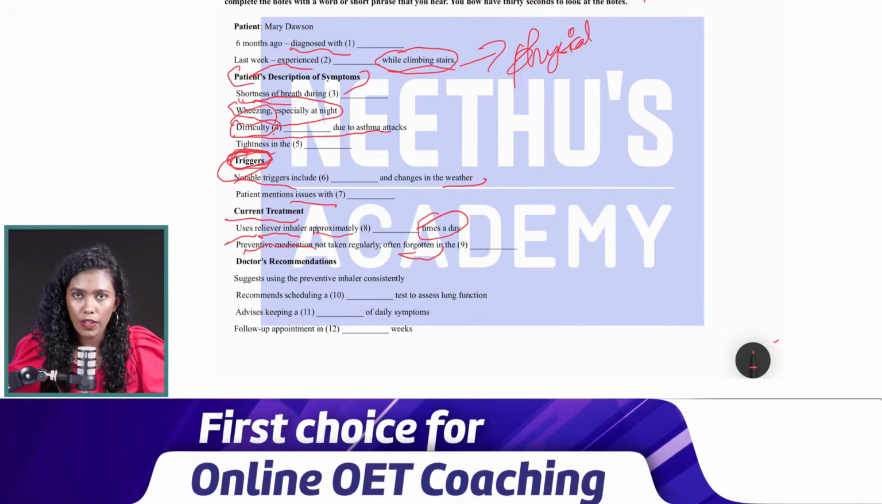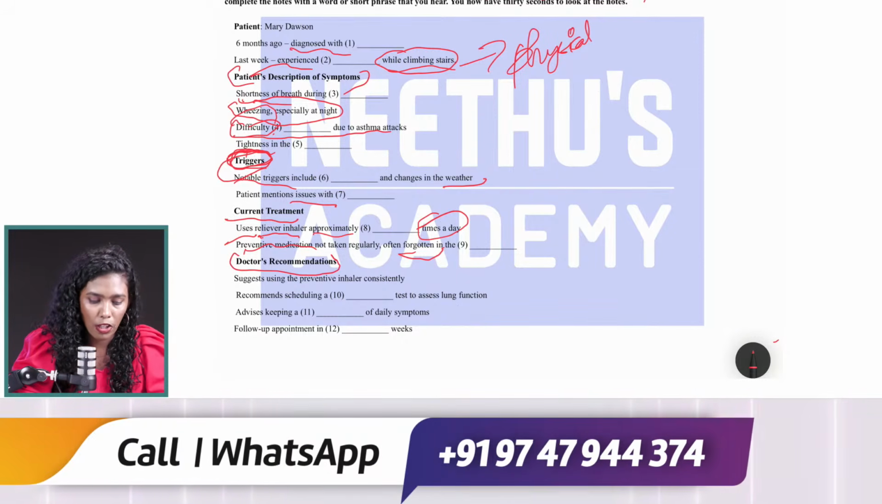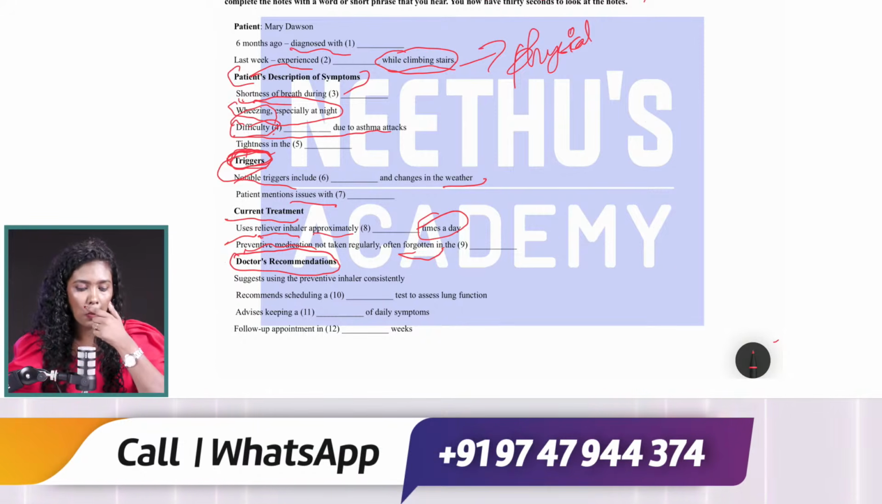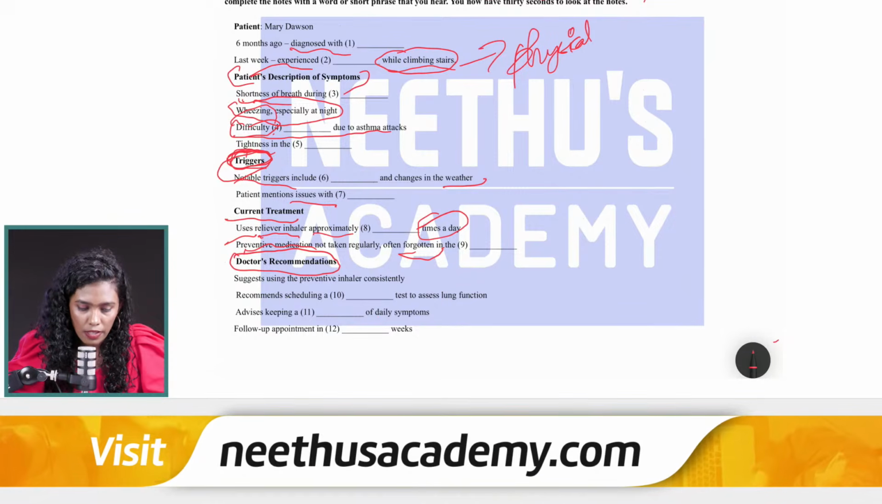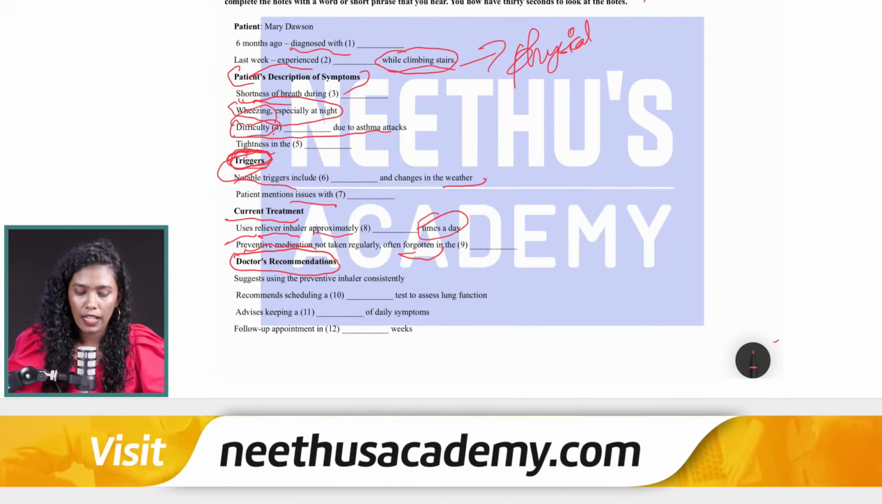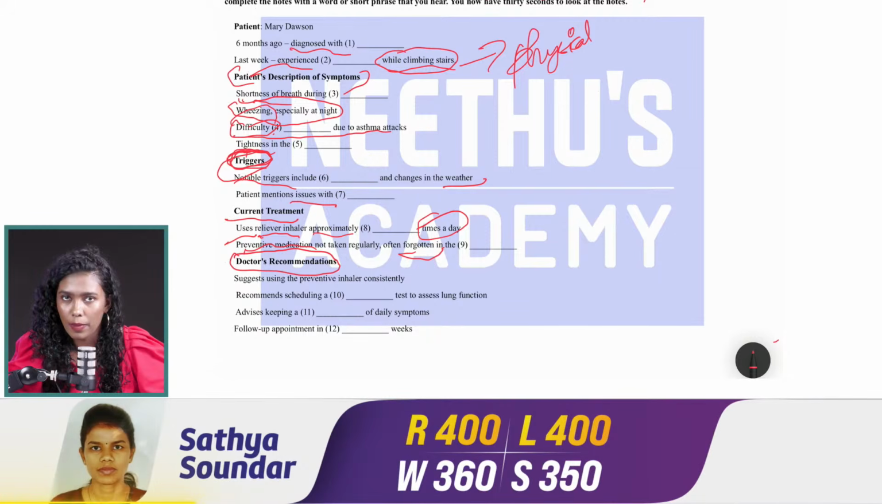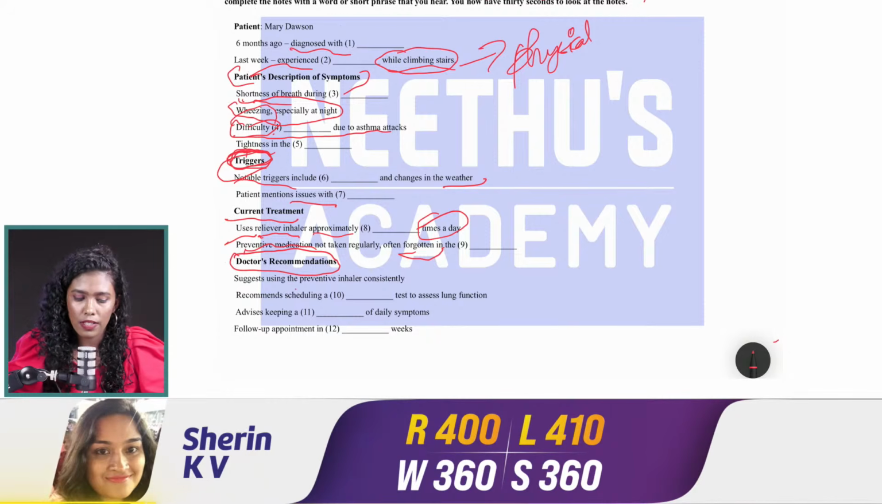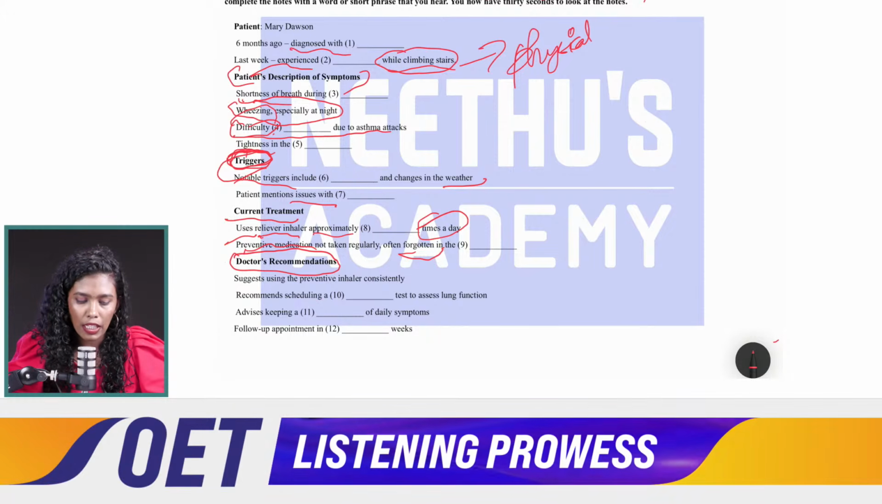Now moving forward to the next question. The next blank space, in bold letters, we have doctor's recommendation. So here, the information is going to be mentioned by the doctor, right? Suggests using the preventive inhaler consistently. As you can see, in the previous information the patient was not taking the medication regularly, and apart from that, the doctor is also suggesting you use a preventive inhaler consistently. Now, recommends scheduling a dash test to assess lung function.